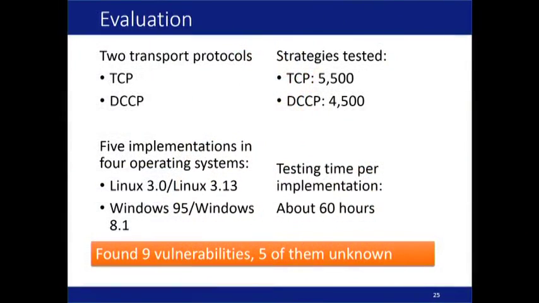Protocol state machine attack injection found 5,500 attacks against TCP and 4,500 attacks against DCCP. Our total testing time per implementation was about 60 hours, which was using 5 executors running in parallel to test our attack strategies. And we ultimately found 9 vulnerabilities, 5 of them previously unknown in the literature. We've already looked at one of these attacks, the TCP closed-weight resource exhaustion attack. This was a new, previously unknown attack that we found using Snake.